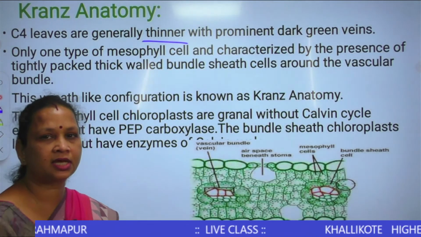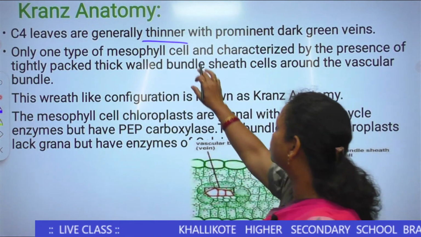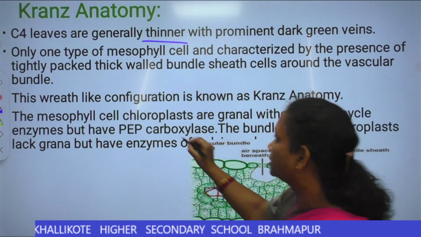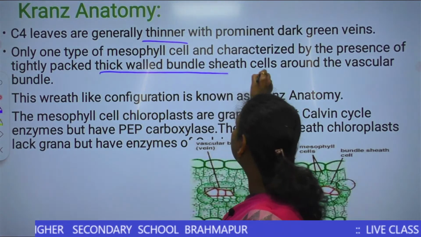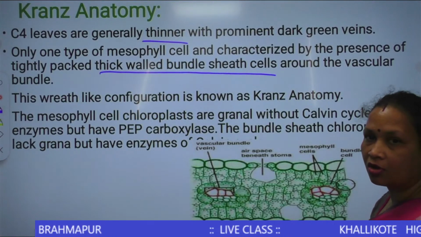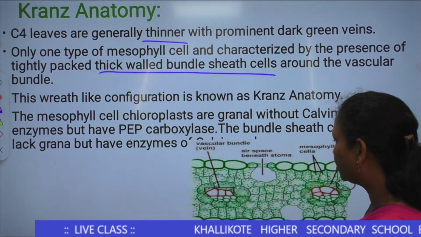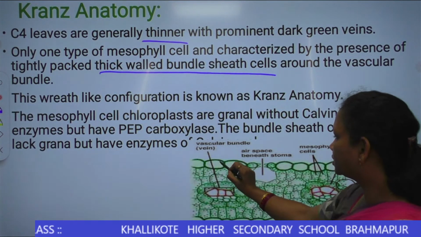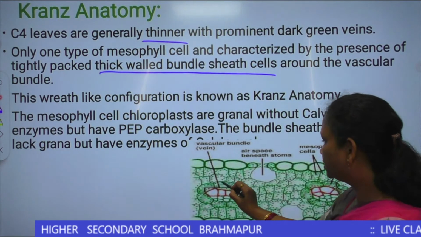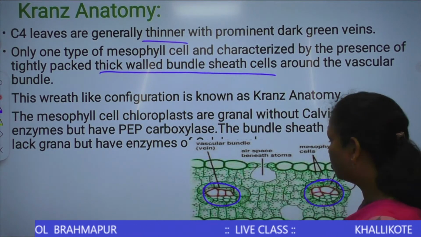You can see the veins are dark and much more prominent green in color, with only one type of mesophyll cell, characterized by the presence of tightly packed thick walled bundle sheath cells. Here, take a look at the anatomical structure of the C4 plants. This is the leaf anatomy of the C4 plant. Here is the upper epidermis, the lower epidermis of the leaf, and these are the vascular bundles. This is the vascular bundle.